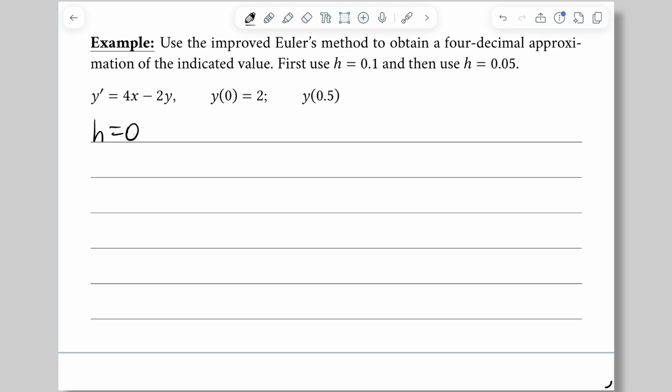We're going to see what the mechanics look like a little bit by hand, but then I'm going to jump to using Excel. First, using a step size of 0.1, and the initial condition tells us that x naught is equal to 0 and y naught is equal to 2.